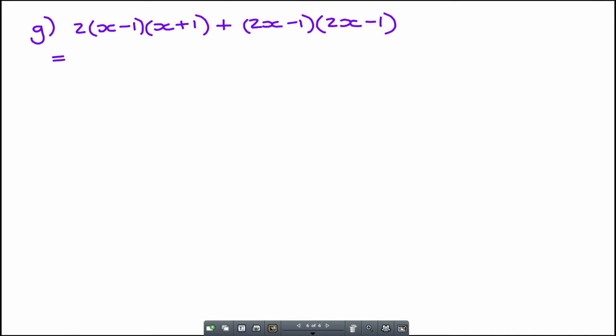Okay. So the 2 stays. So I'm going to have x squared, and then let me just write it. Plus x minus x minus 1.